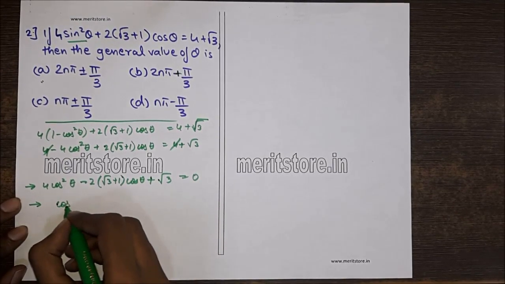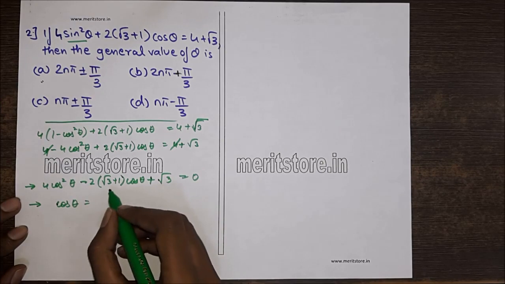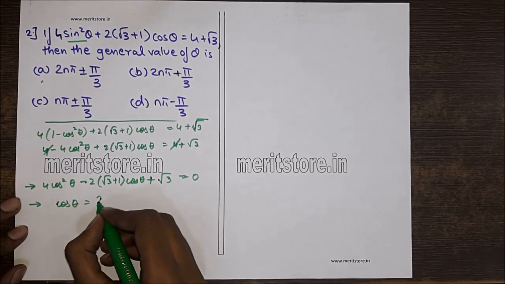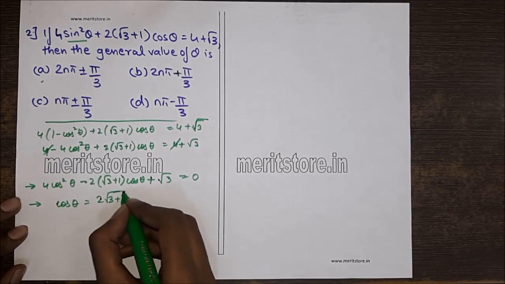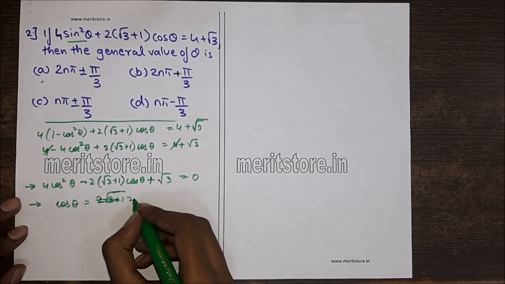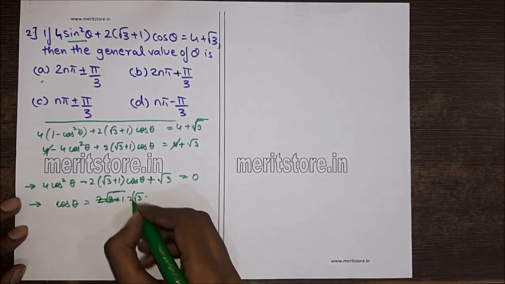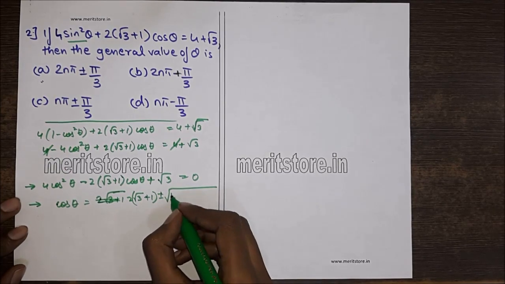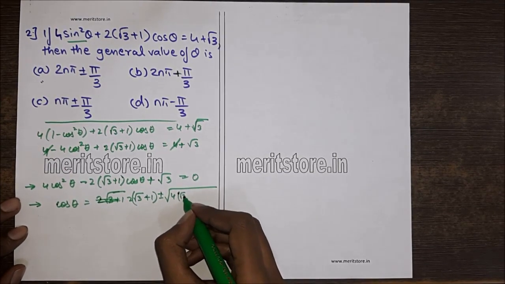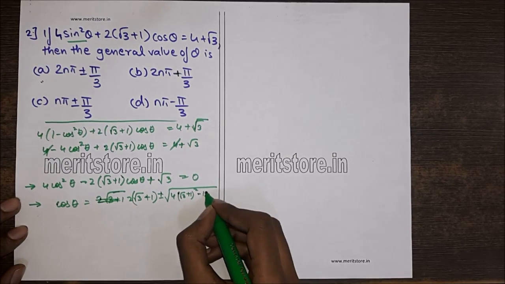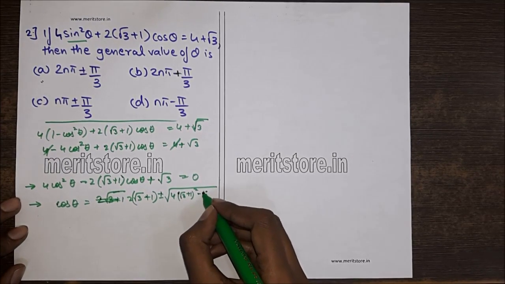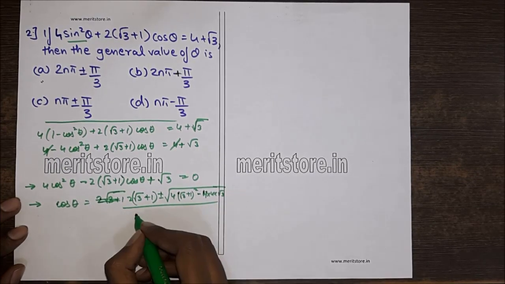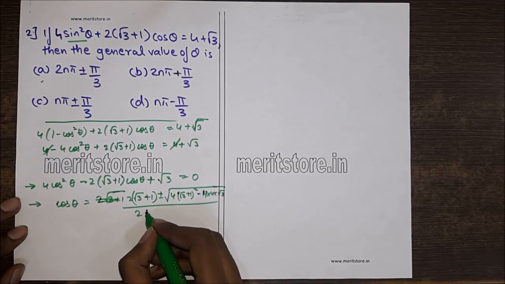So cos theta is given by minus b plus or minus root of b square minus 4ac upon 2a. So we can write this as 2 into root 3 plus 1 plus or minus root of 4 times root 3 plus 1 the whole square minus 4 into root 3, divided by 2 times a, that is 4.